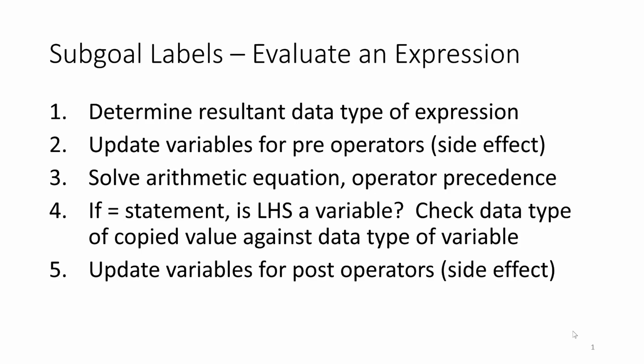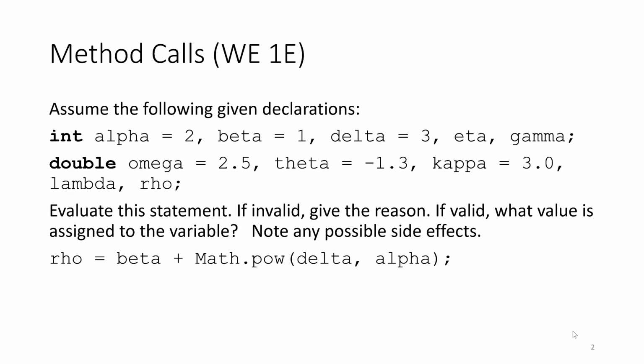In this worked example, for using subgoal labels to evaluate an expression, we will be looking at method calls within assignment statements. Here's the problem statement. Assume the following given declarations. Evaluate this statement. If it is invalid, give the reason. If it is valid, what is the value assigned to the variables, and note any possible side effects. The statement is row is assigned the value of beta plus Math.pow(delta, alpha).